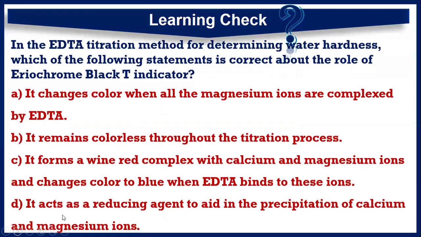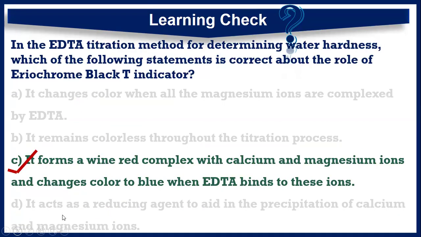Now, time for the learning check. Read out the question displayed on your screen and think about it. In the EDTA titration method for determining water hardness, which of the following statements is correct about the role of Eriochrome Black T indicator? A. It changes color when all the magnesium ions are complexed by EDTA. B. It remains colorless throughout the titration process. C. It forms a wine red complex with calcium and magnesium ions and changes color to blue when EDTA binds to these ions. D. It acts as a reducing agent to aid in the precipitation of calcium and magnesium ions.